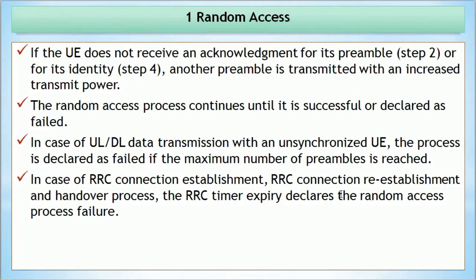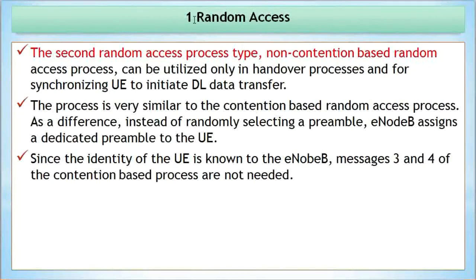Okay, and the second random access process type, the non-contention based random access process, can be utilized only in the handover process and for synchronizing the UE to initiate downlink data transfer. The process is very similar to the contention based random access process. As a difference, instead of randomly selected preambles, the eNode B assigns a dedicated preamble to the UE. Since the identity of the UE is known to the eNode B, message 3 and message 4 of the contention based process are not needed.